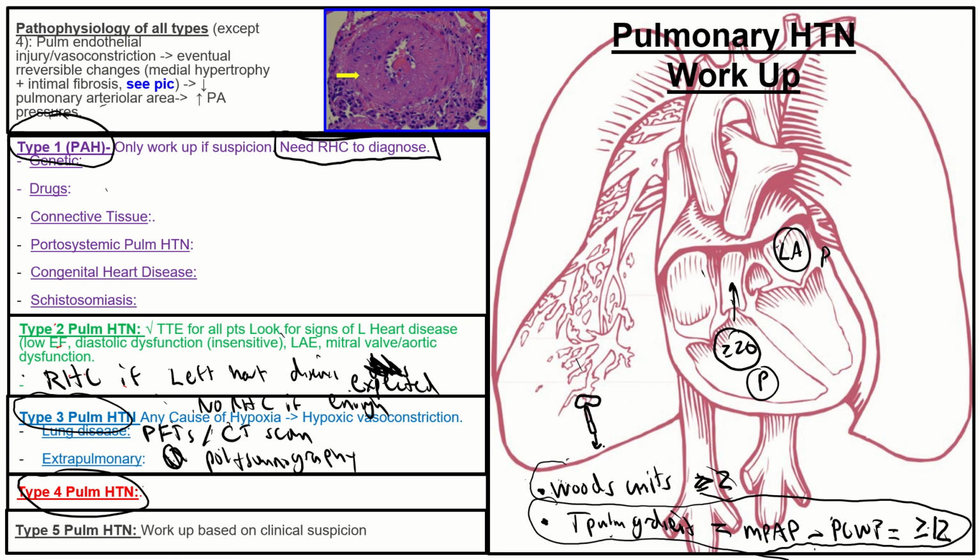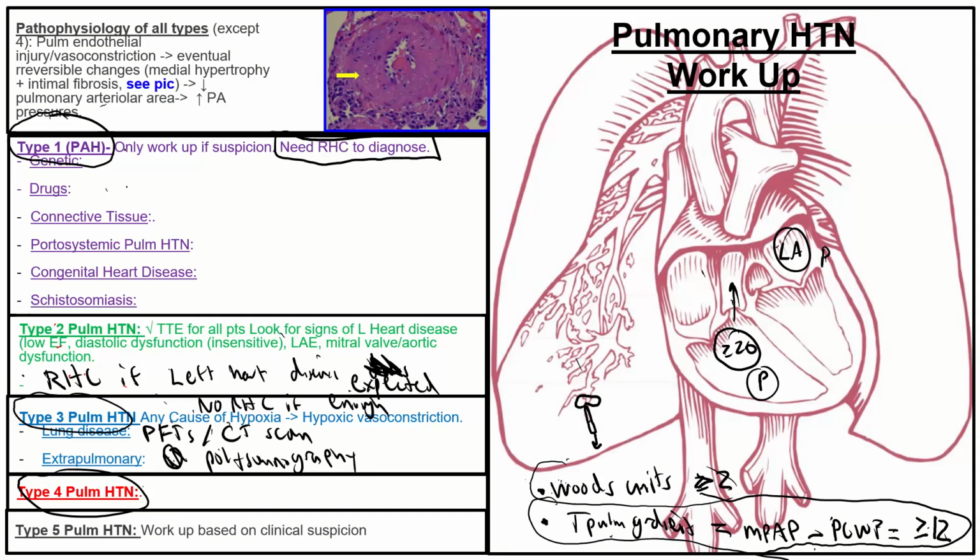But if that transpulmonary gradient is greater than 12 and the Wood unit is greater than 2, you think there is some intrapulmonary hypertension, not totally accounted for by your left atrial pressure. So your differential diagnosis says, okay, there's some type 1, type 3, or type 4 going on. So really for type 1, you're going to need a right heart cath to diagnose.